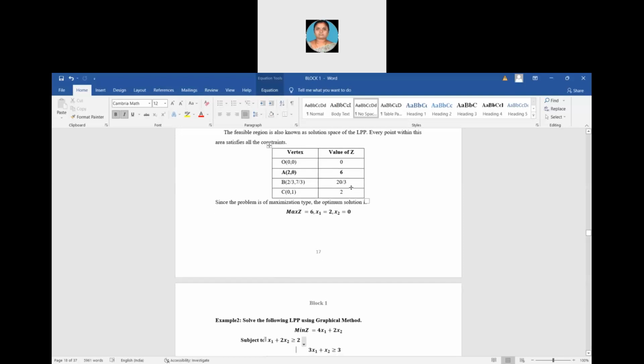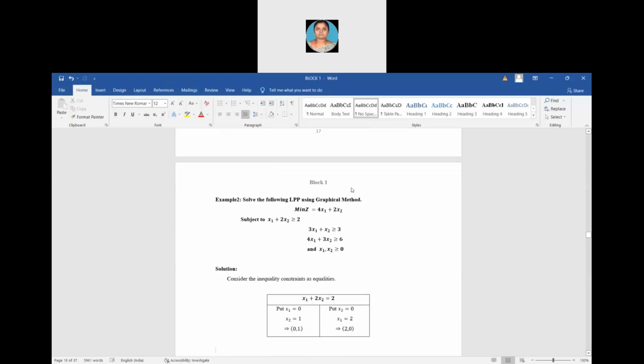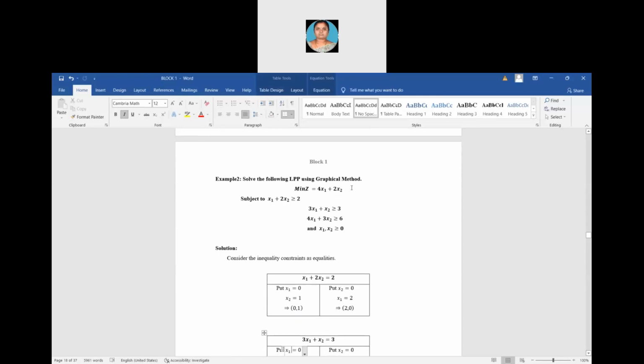Next, the same LPP problem can be solved by using the graphical method. But in your objective function, minimum z is equal to 4x1 plus 2x2, subject to x1 plus 2x2 greater than or equal to 2, 3x1 plus x2 greater than or equal to 3, and 4x1 plus 3x2 greater than or equal to 6. These are the three conditions we have here.